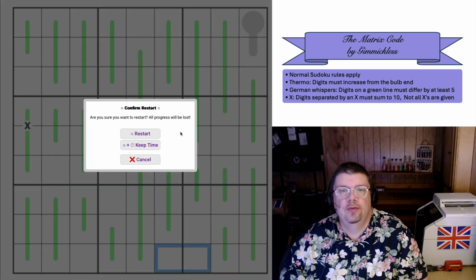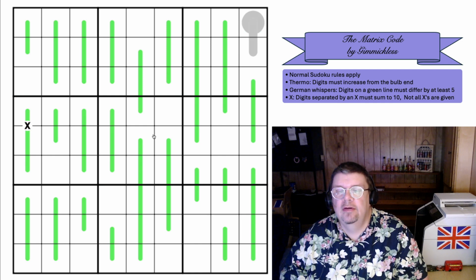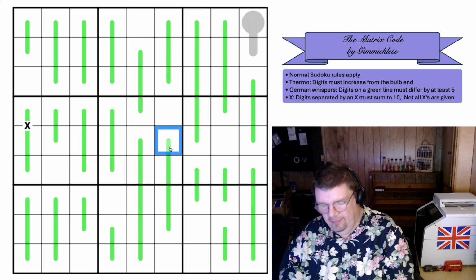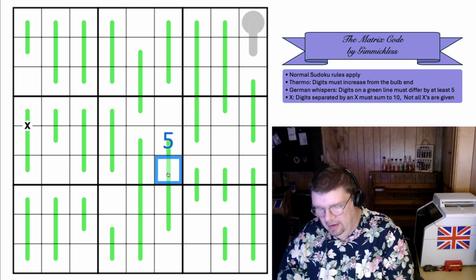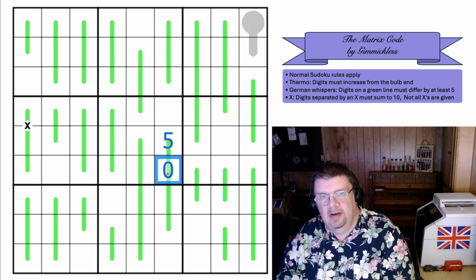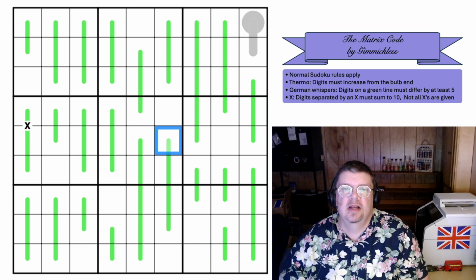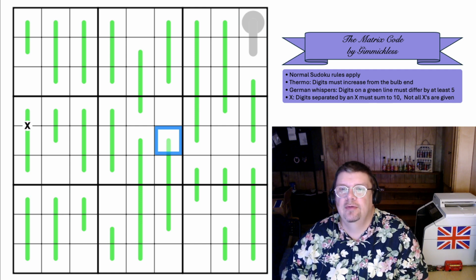I am now going to restart the puzzle to reset the timer, and let's begin. Okay. Secrets of German whispers. Number 1. Can't put a 5 on a German whispers line, because if I did, then this digit would have to be 0 or less or 10 or more, which I cannot do in a regular Sudoku.